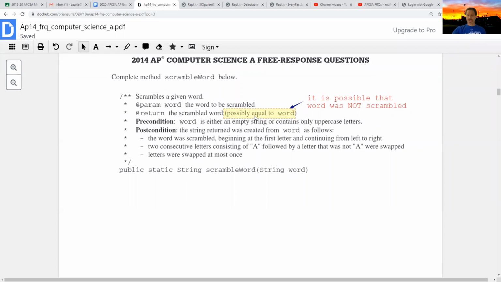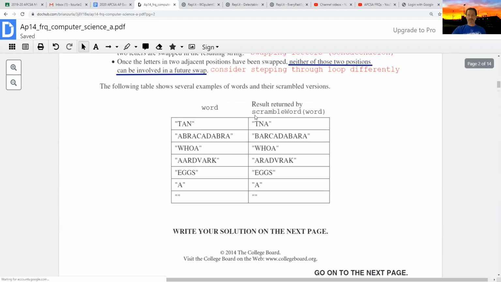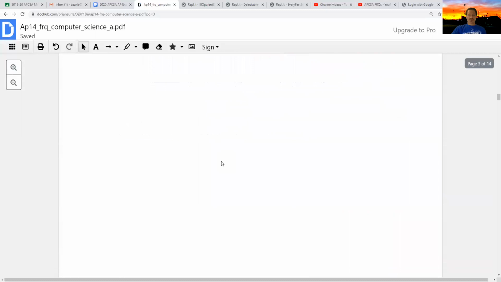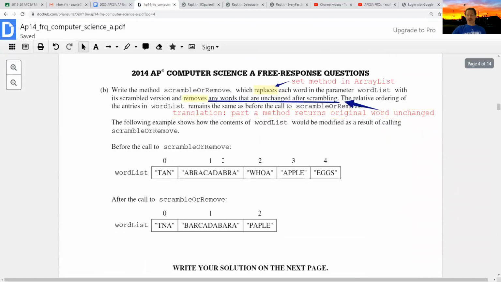There is a chance that these words don't get scrambled, right? Like if you look at some of the examples, like whoa and eggs are the same at the end as they were when they started. So in part B, if we encounter any of those words, we remove them. Otherwise, we replace them with their scrambled version.